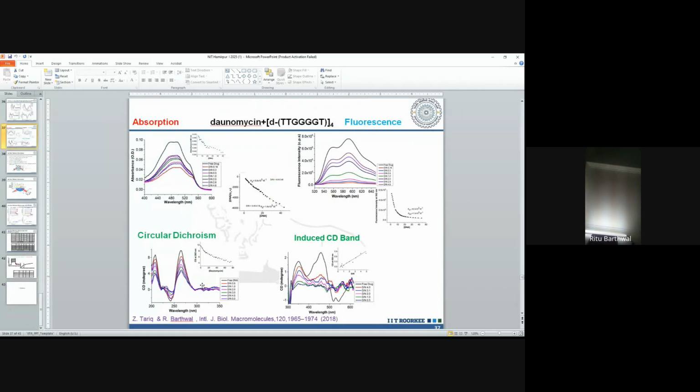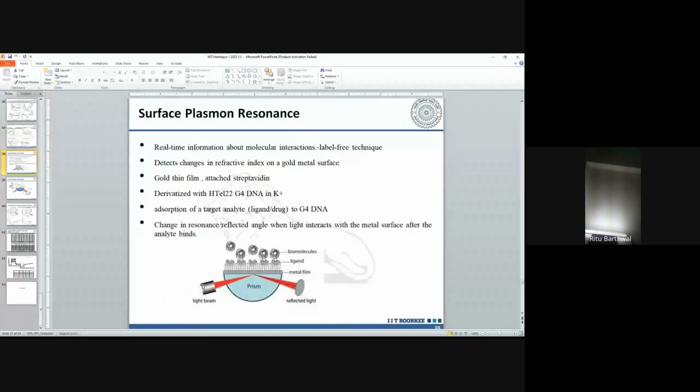And lastly, I will tell you about real-time binding. It's a label-free technique, the latest technique, which came 5-10 years back. It is a real-time binding experiment. We have a metal film, which is silver or gold; in most cases we use a gold thin film. You have light which gets reflected over here. It is total internal reflection. On this, we put our ligand.